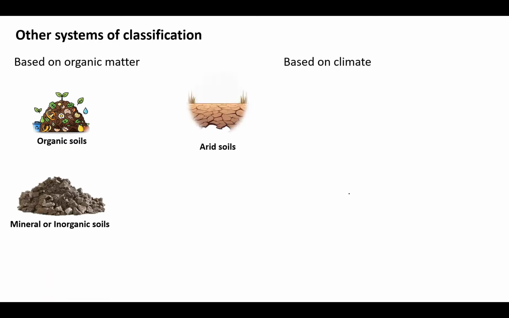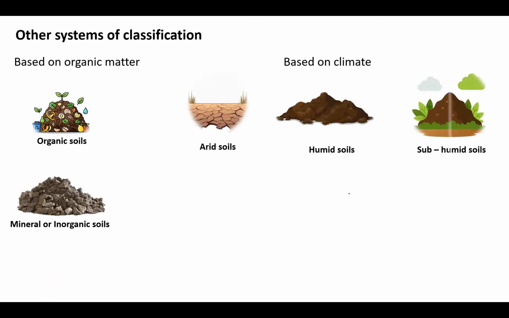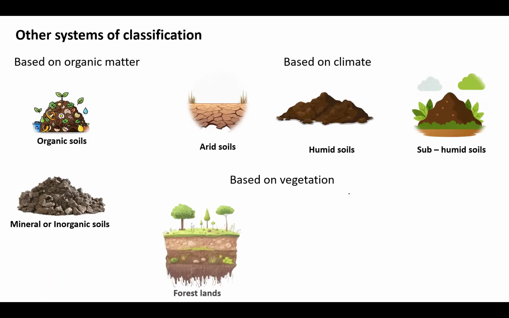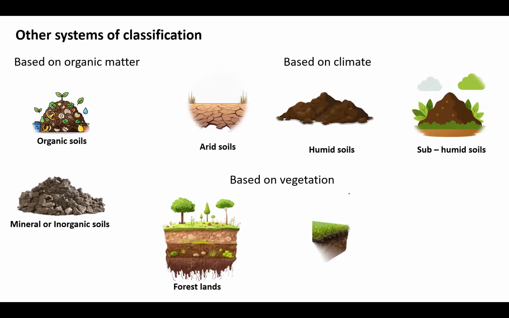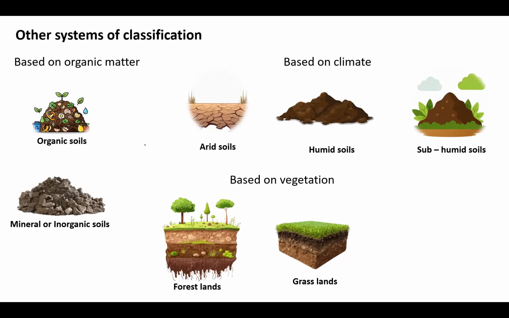Based on climate, we can say arid zone soils, humid soils, and subhumid soils. And based on vegetation, we see forest land soils and grassland soils. These are the different types of other systems of classification. These are the early systems of classification, discussed just for knowledge purposes, but they have little practical implication in the present scenario.